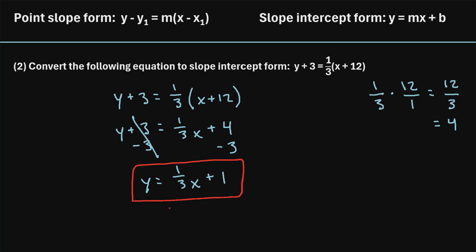So this is how we can write the equation in slope-intercept form, where we can see that the slope is 1/3 and the y-intercept is 1.